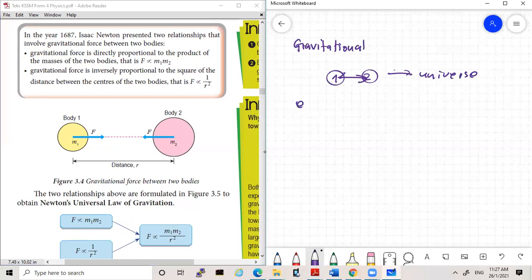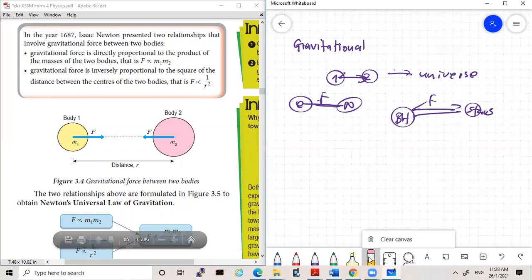So let's say we have an electron and a nucleus. We have two objects, so there must be gravitational force. Or we can say if we have a black hole with stars, there is always gravitational force. So that is all about gravitational force.